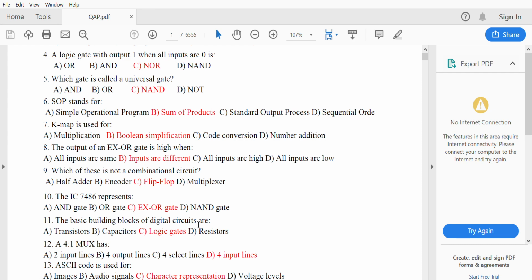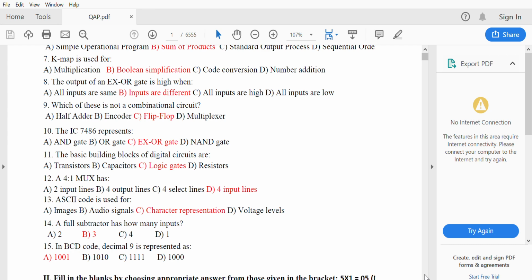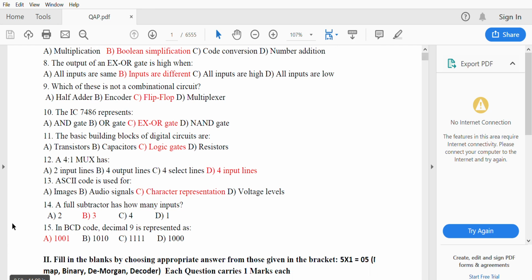Next question: in the practical you must remember the IC numbers. IC 7486 represents... First of all, you should remember the IC numbers of every gate, like AND, OR, NAND, XOR. Before doing any practical, check the number of the IC. So 7486 represents the XOR gate.